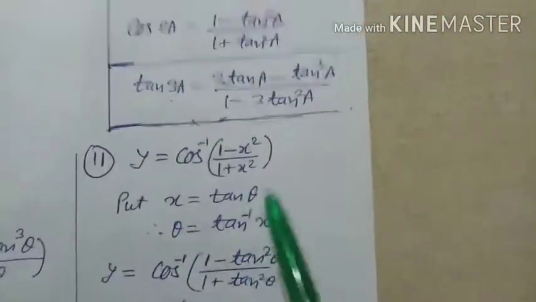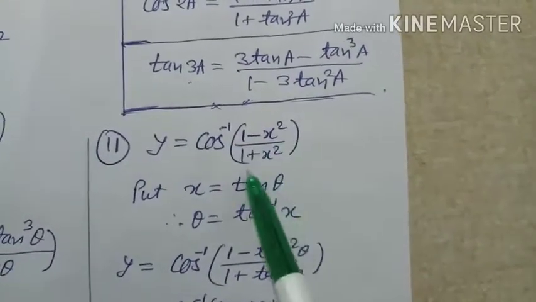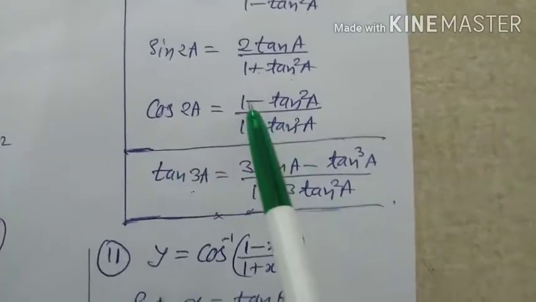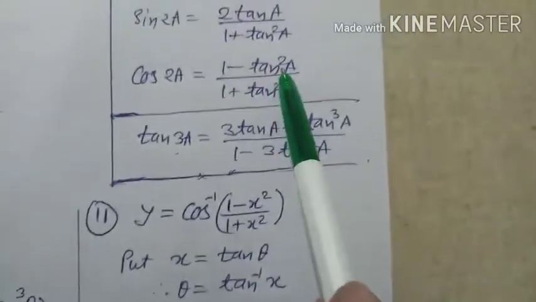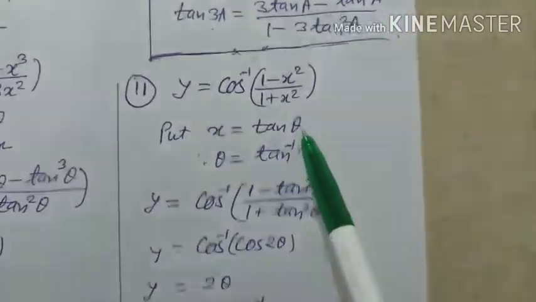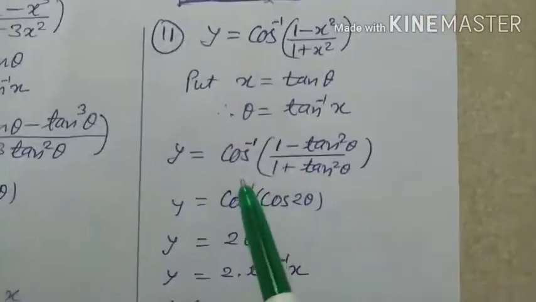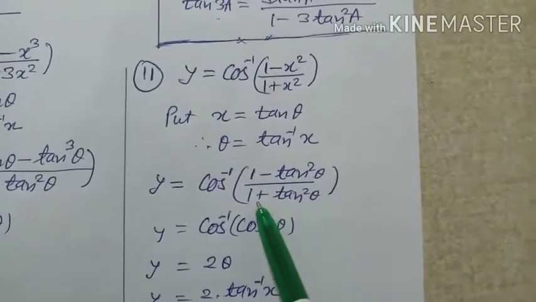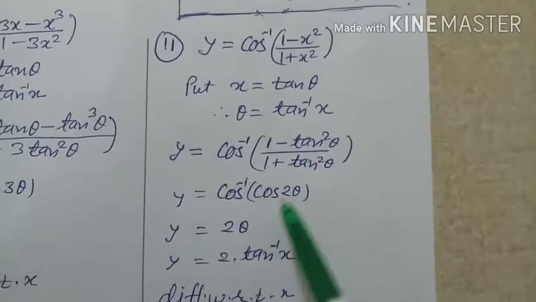Now next, question number 11, which is also the same as this. y is equal to cos inverse of 1 minus x square upon 1 plus x square. Let's see here, cos 2a is 1 minus tan square a upon 1 plus tan square a. So in this question, once again we put x is equal to tan theta, so theta is equal to tan inverse x. So y is equal to cos inverse of 1 minus tan square theta upon 1 plus tan square theta. This is the formula of cos 2 theta.